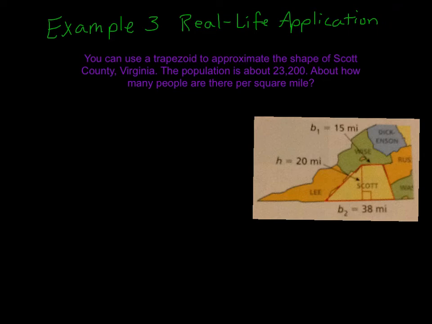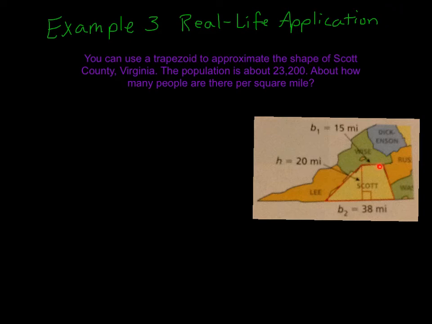It says you can use a trapezoid to approximate the shape of Scott County, Virginia. The population is about 23,200. About how many people are there per square mile? So let me get my pointer. They're talking about this region right here.